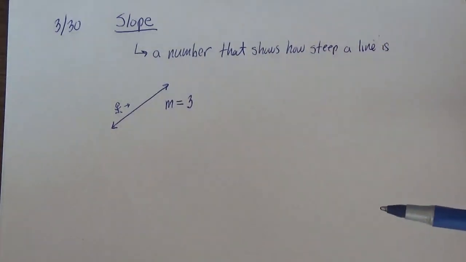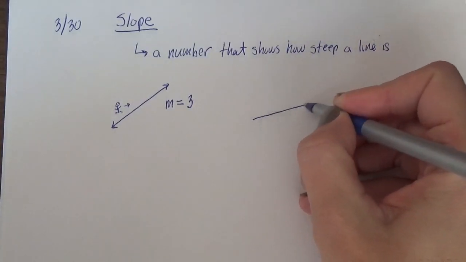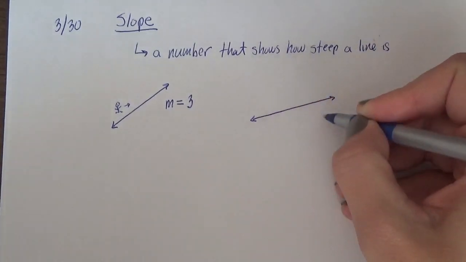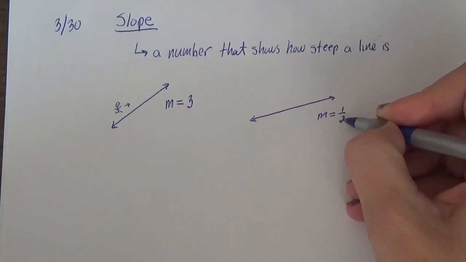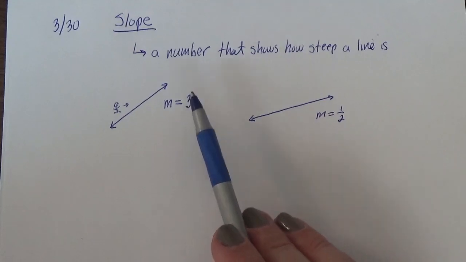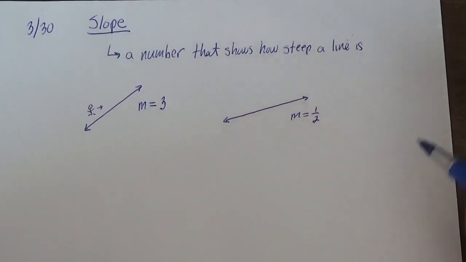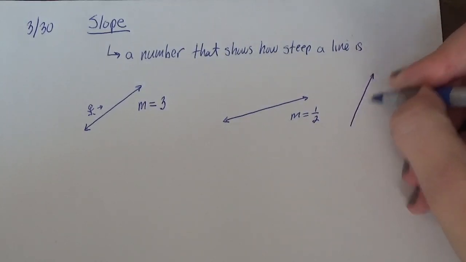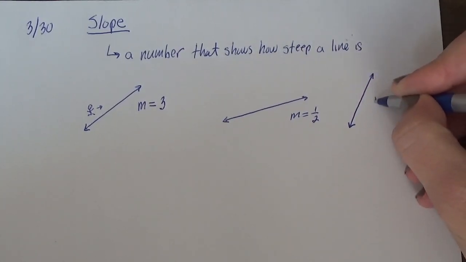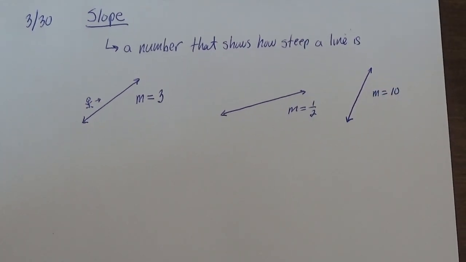I would not want to go on a hike with a slope of 3. I might prefer something a little less steep. That could be something like a half. So both of these numbers are positive. The higher the positive number, the steeper the slope is going to be. I mean, we could go even more. That is super steep. That might be a slope of 10. All right, so that's the overall idea.